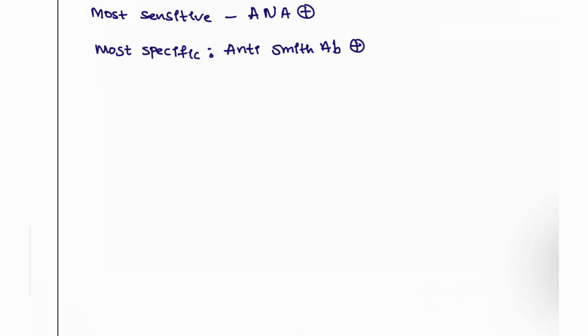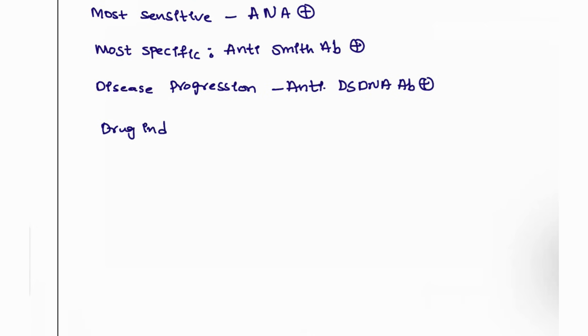And for disease progression, what can be checked? We are going to check anti-double stranded DNA antibodies. But there will be drug-induced lupus also. In drug-induced lupus, the antibodies will be antihistone antibodies.